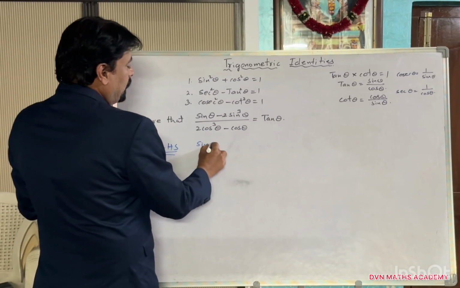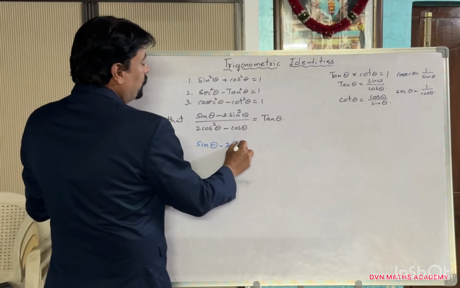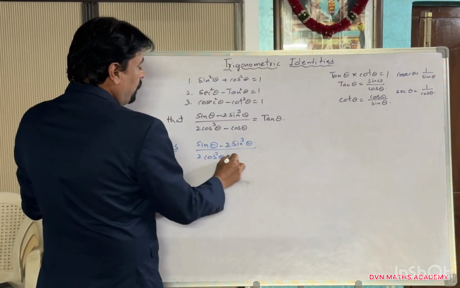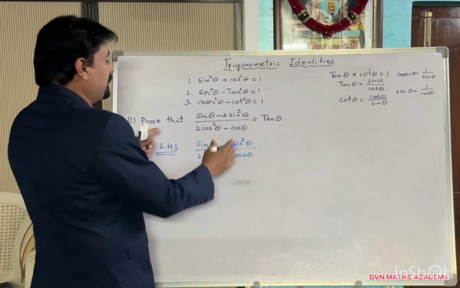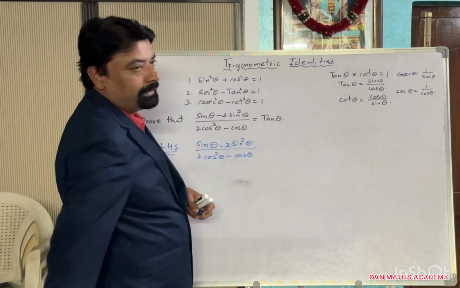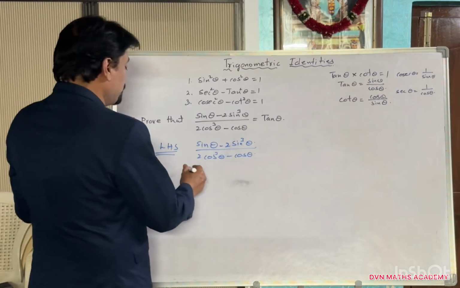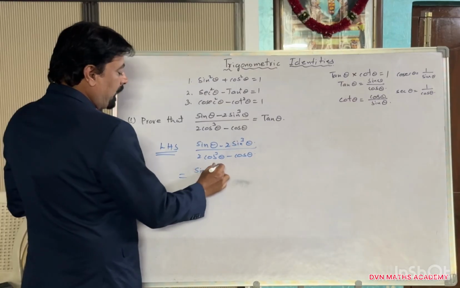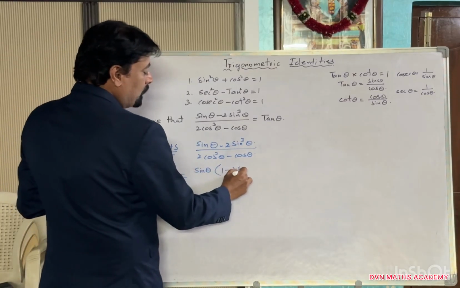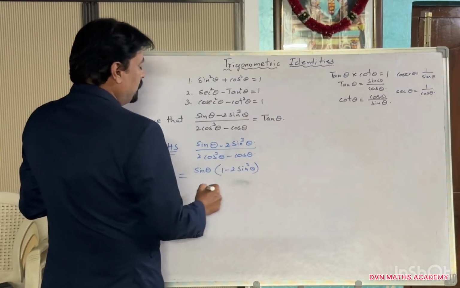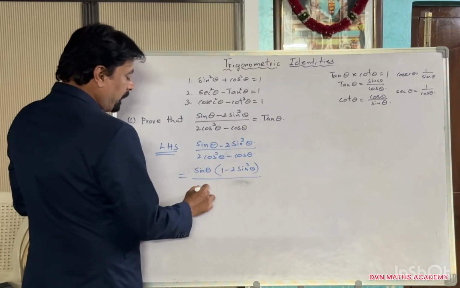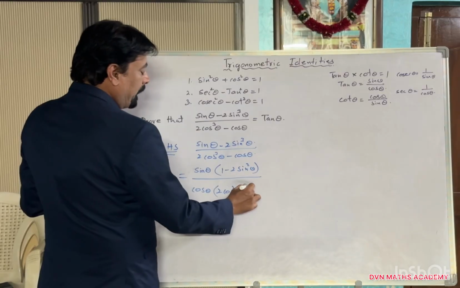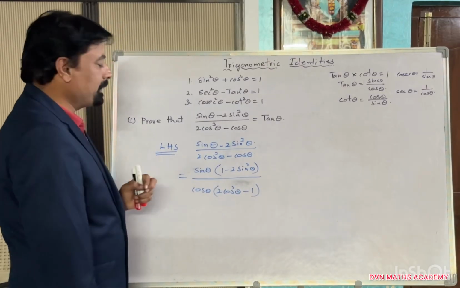Sin theta minus 2 sin cube theta by 2 cos cube theta minus cos theta. This I want to simplify and I want to get tan theta. So how is it possible? From the numerator, if I make sin theta common, this will be 1 minus 2 sin square theta. And in the denominator, if I make cos theta common, this will be 2 cos square theta minus 1. This is my first step.